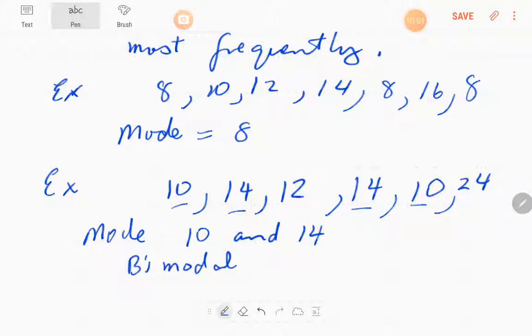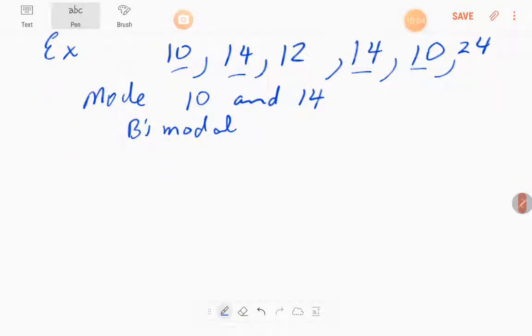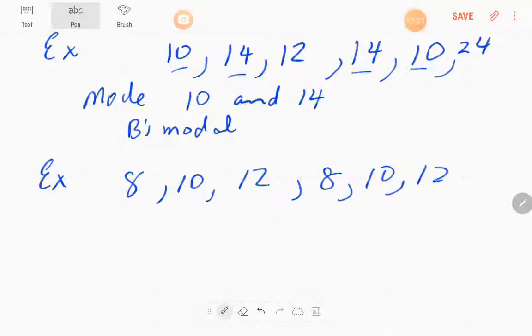Now, one of the tricks that you may have to look for is if we have a list of numbers, even though they are occurring, say, twice. Suppose we had 8, 10, 12, and we had another 8, 10, and 12. Because they are occurring the same amount of times, then there's no mode, okay? So if each number in the data set is occurring the same amount of times, even though they may occur more than once, there'll be no mode.